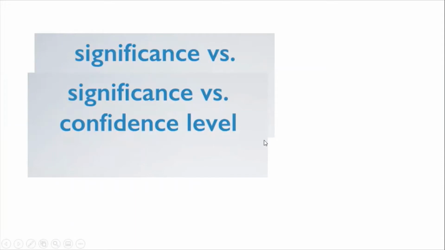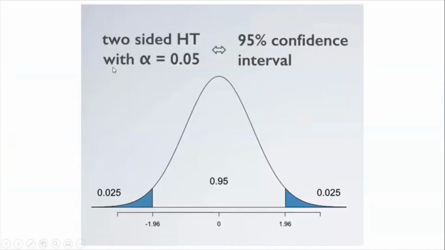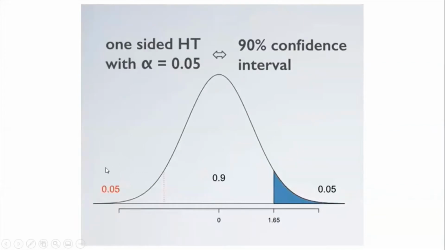Significance and confidence level. When we are looking at two-sided hypothesis testing, it is 0.05 significance level and 95% confidence level. And when you consider one-sided hypothesis testing, you can see that it is more powerful because you only consider one side, and the null hypothesis is the opposite of that one. So this is a 90% confidence interval with the alpha significance level 0.05.